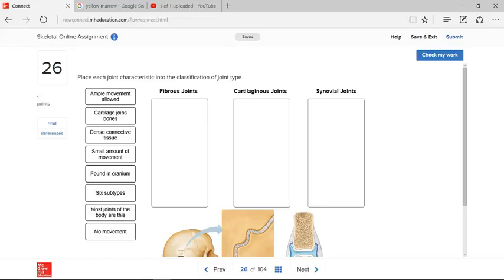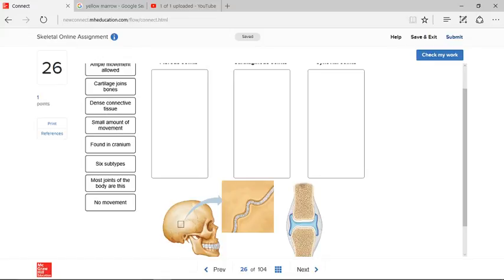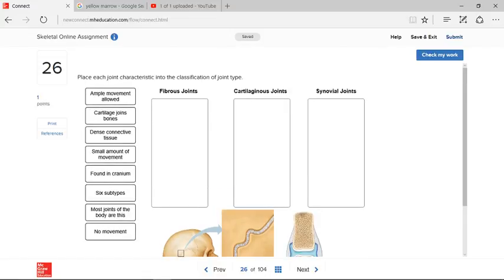Alright, ample movement allowed. Fibrous strands. Ooh, we got some good questions here. Let's go. I'm going to need to flip to the page on this. Let me find out where in the world this page is at. Oh, okay, there we go. Alright, let's go. We got ample movement allowed.